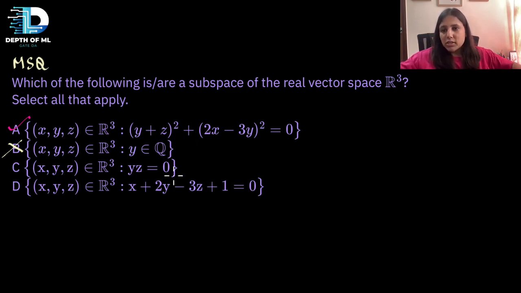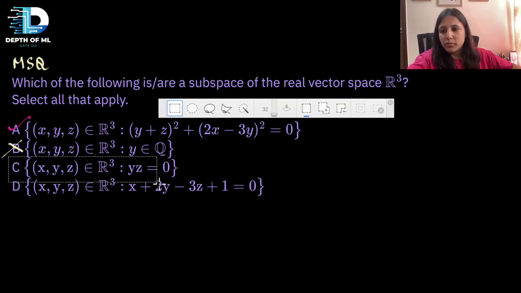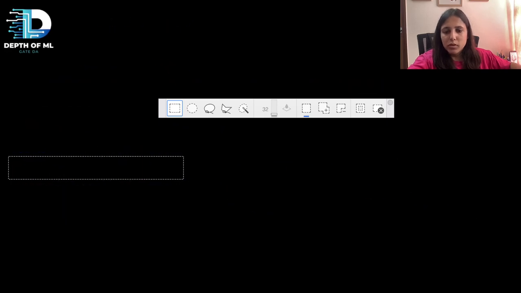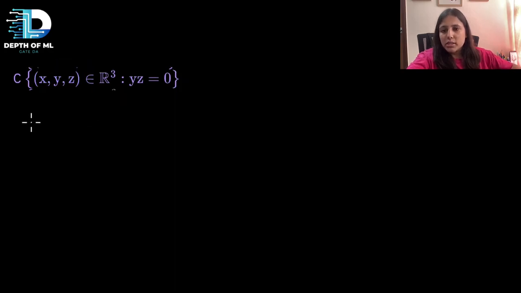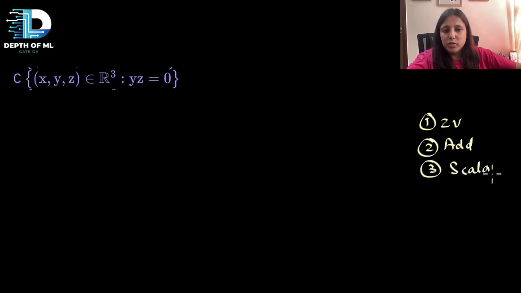Now let's see this third option, which is this one. So here let's have this C option. Now let's see what is the issue here. So we have to check first for the zero vector, then second for addition, and third for scalar multiplication. Okay, now let me check with 0, 0, 0 first.